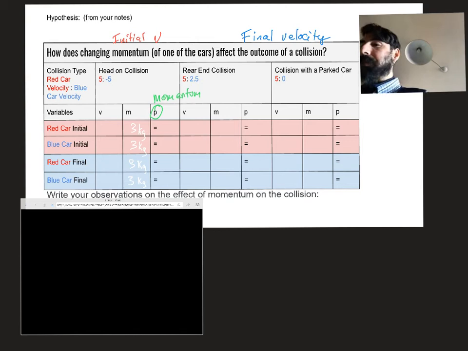I also know what my initial velocities are because I checked right here. So my initial velocity for the red car, 5 meters per second. My initial velocity for the blue car, 5 meters per second. And now I can calculate my initial momentum. 5 times 3 is 15 kilogram meters per second.